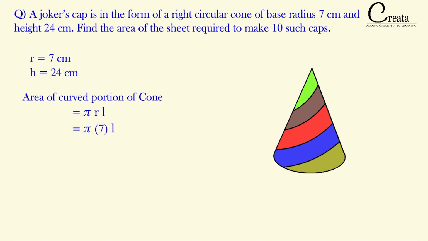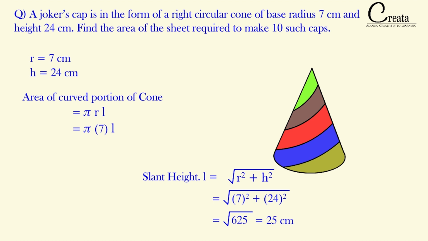Radius is given as 7 cm, but L, that is the slant height, is missing. So how will we find the slant height? We will use the Pythagoras theorem. Here H and R are given, so we can write the slant height L as root of R square plus H square. Let's put the value. We got the slant height as 25 cm. Now we have all three dimensions of the cone, that is R, H and L. Now we can find everything about this cone.